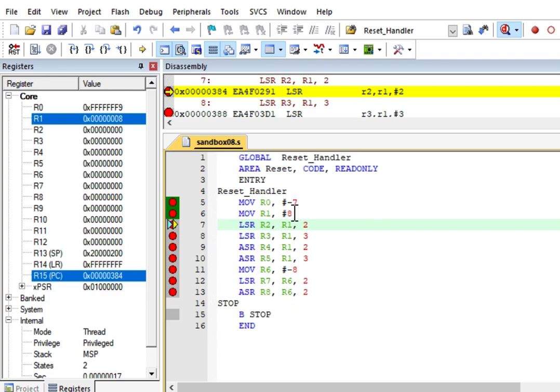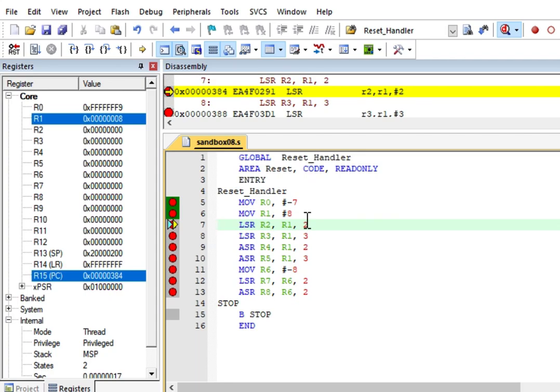Now I'm going to go ahead and execute logical shift right. So LSR is logical shift right. And the convention here is very intuitive because this is similar to other instructions also. You have the destination register first up, then you specify which register or which data you are trying to logically shift, and then you specify the amount of shift.